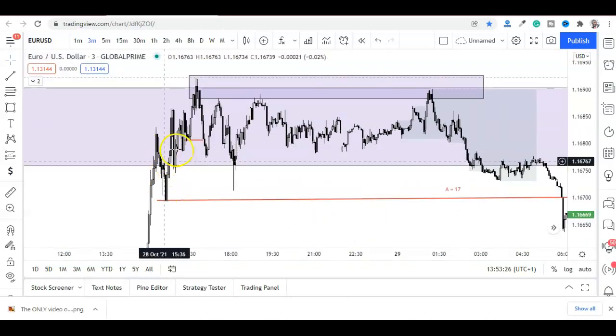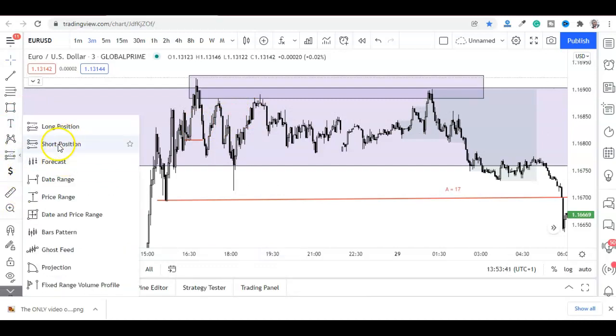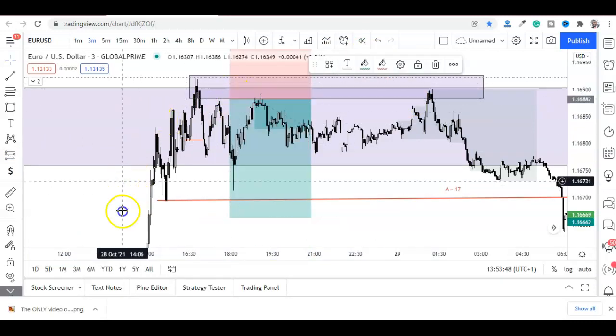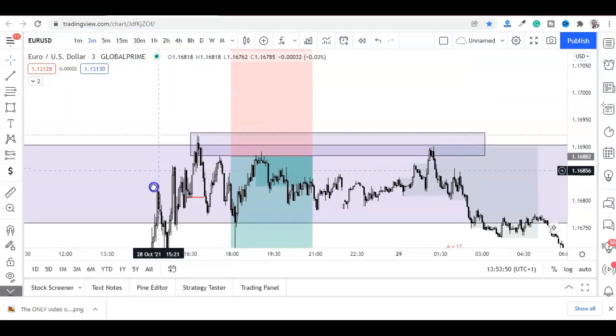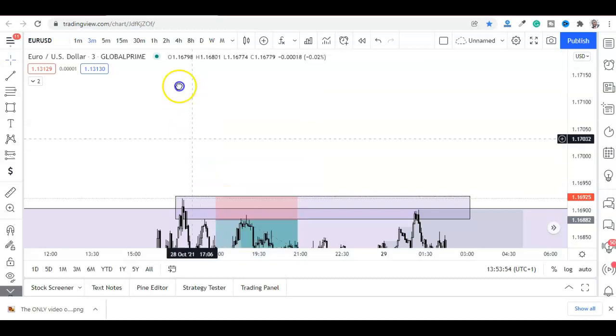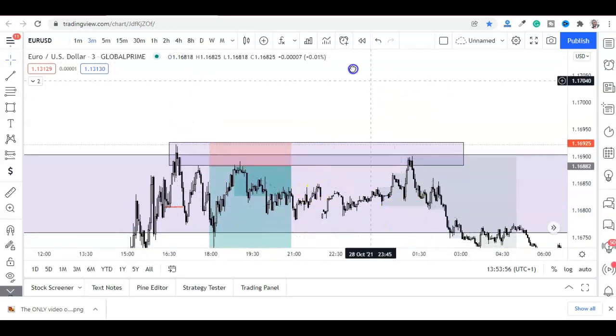So in this case here, this is our confirmation. The break of market structure here means the higher time frame is bearish, and the lower time frame is also bearish. So you can take your short tool and place it there, and allow price to do its thing.